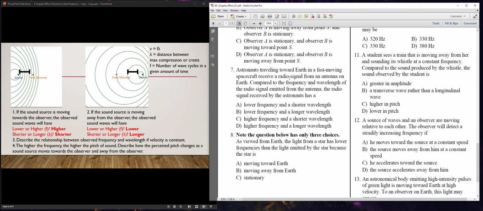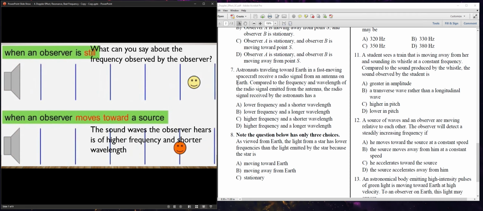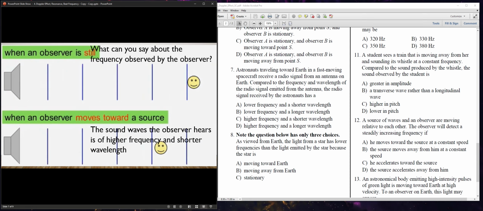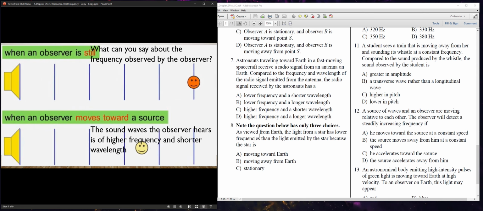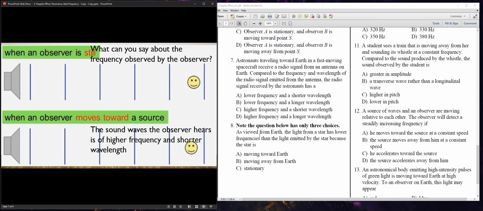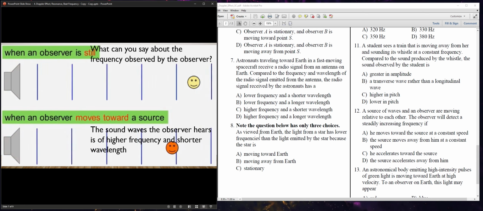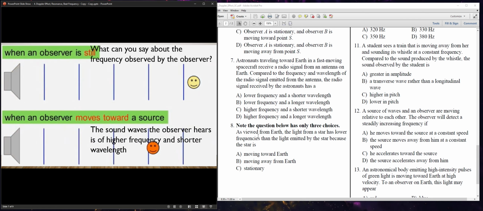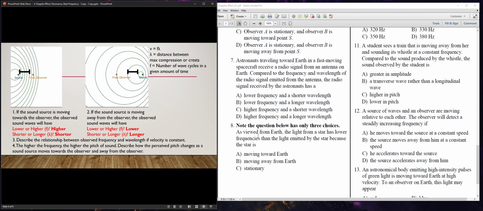Number 7, in a fast-moving spacecraft traveling towards Earth. So again, I would look at this. 7 has to do with this slide. Number 8. Number 8, I would look at this slide. So what has to happen for you to have a lower frequency? Right? What has to happen?